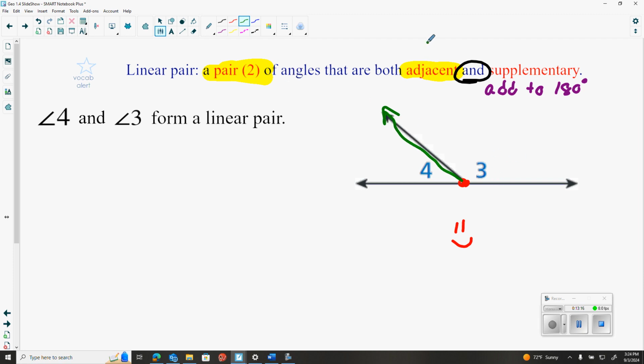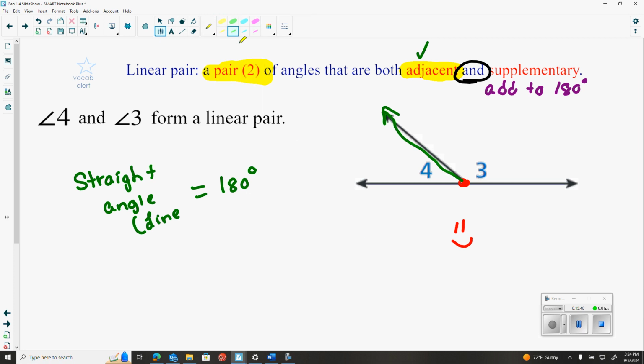Boom, adjacency is checked. Now, how can we tell that they add to 180 here? If you remember from section 1.2, a straight angle must equal 180 degrees. So really what you're doing is looking for a straight line here. I have a line here. That's a straight line. See how both angle 4 and angle 3 are on this straight line? So that means this is a straight angle.